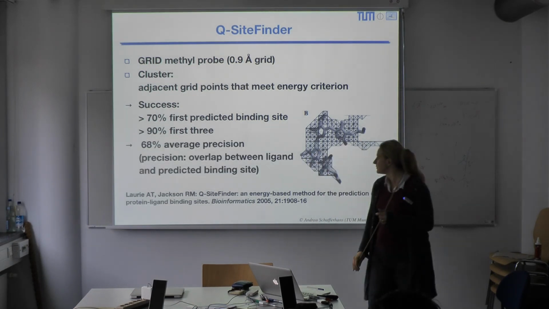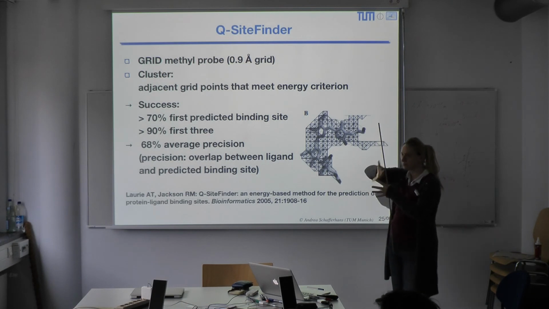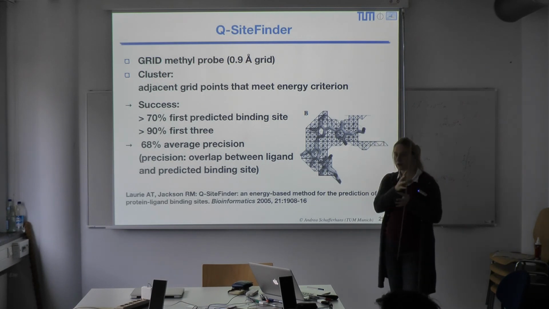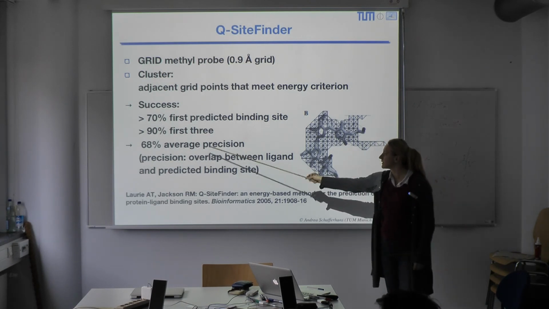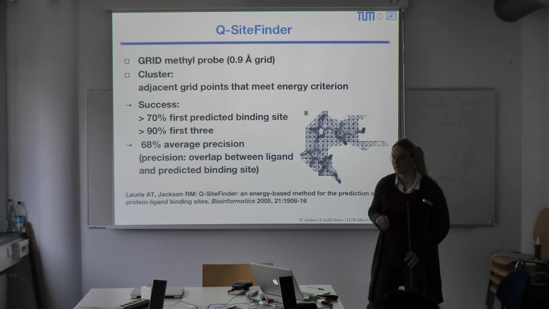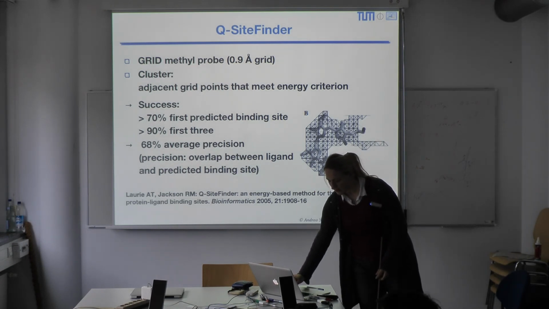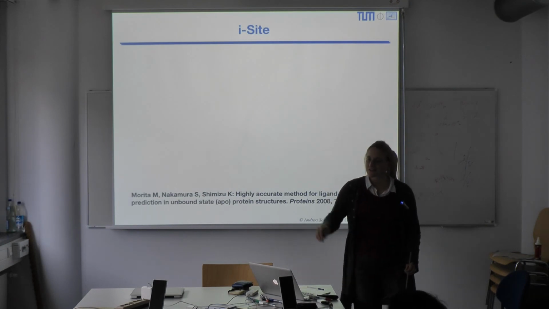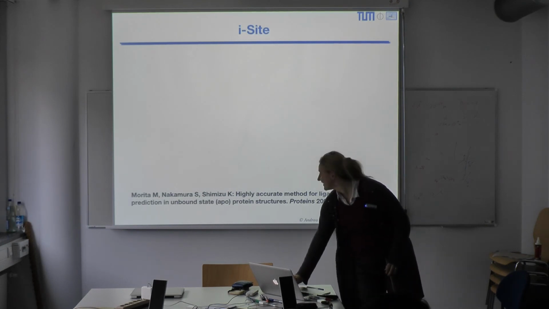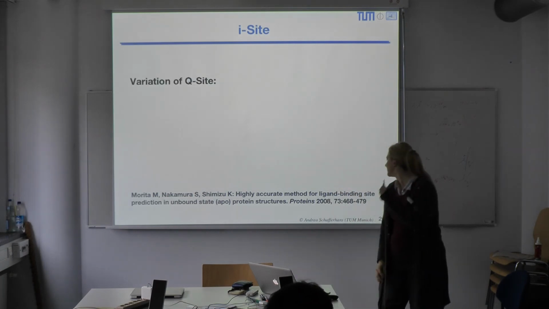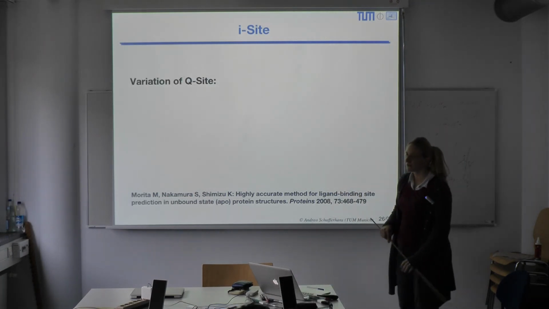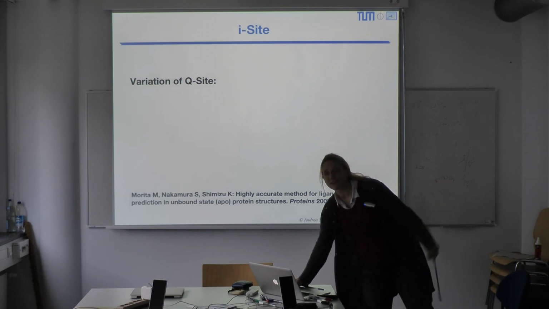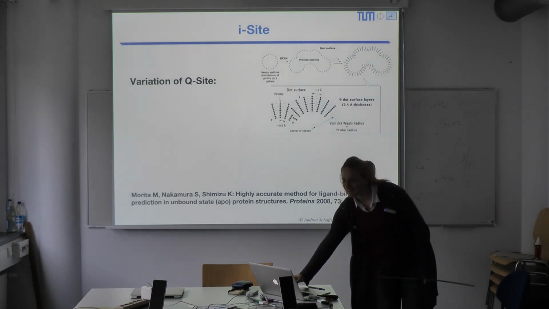And the overlap between their predicted binding site and the real binding site was about 68%. So that was okay. Now again, people tend to say, okay, this is a nice method, let's improve on that. So another group in 2008 said, okay, we can have a variation of that, and we call it I-site instead of Q-site.